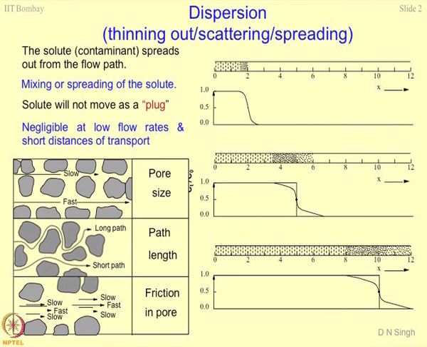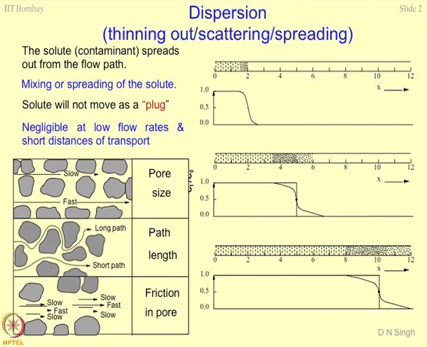Similarly, as the front moves further, you can see dispersion taking place in a much more controlled volume, and then after a certain time or distance, the dispersion predominates. So, the flow is taking place and at the same time dispersion is also taking place. Let us now consider the issues which cause dispersion to occur in the porous system.